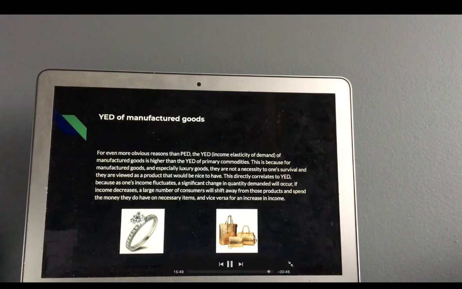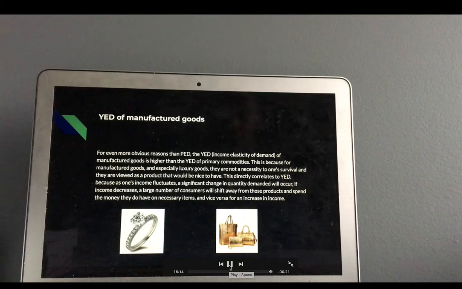So, for YED of manufactured goods, for even more obvious reasons than PED, the YED, income elasticity of demand, of manufactured goods is higher than the YED of primary commodities. This is because manufactured goods, and especially luxury goods, are not a necessity to one's survival, and they are viewed as a product that would be nice to have.